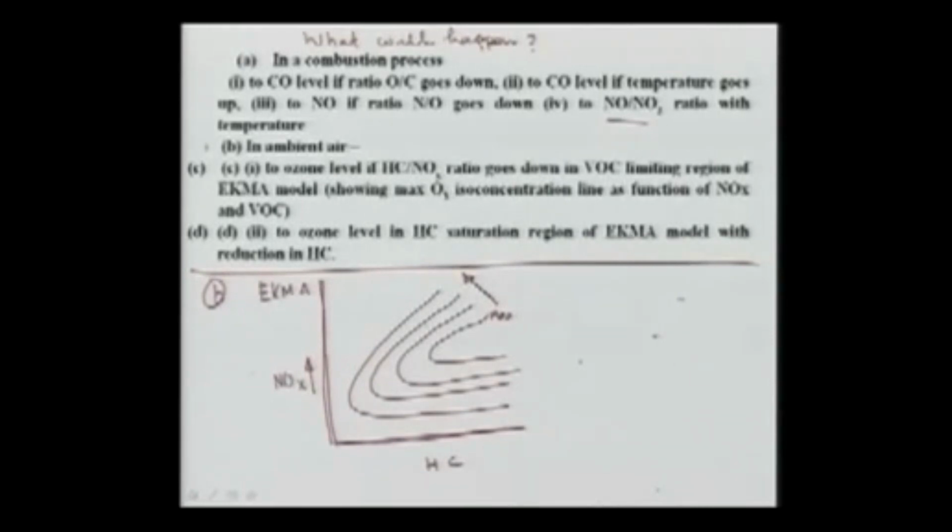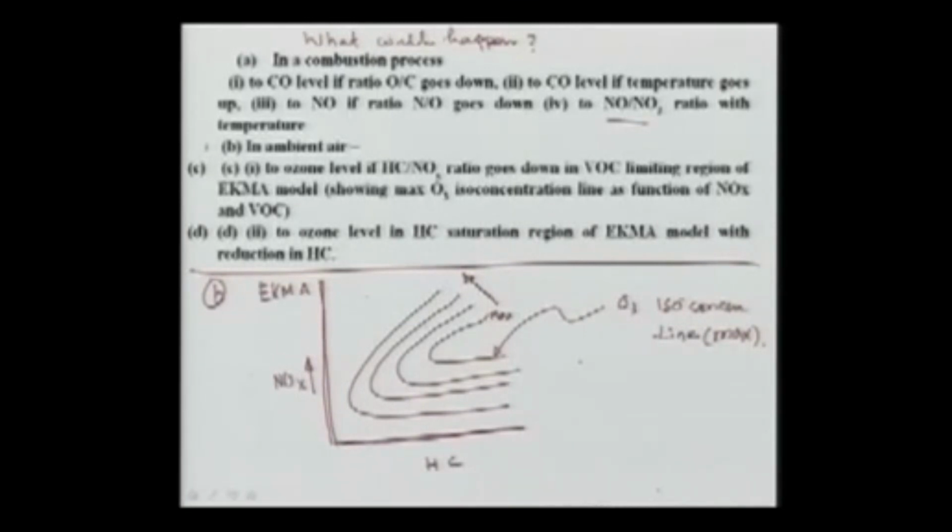To the ozone level, these are all of the ozone levels. Don't forget, what are these? These are ozone isoconcentration lines of maximum concentration. As we go in this direction, it will reduce. So let's look at the problem: what happens to ozone level if the hydrocarbon to NOx ratio goes down in the VOC limiting area?